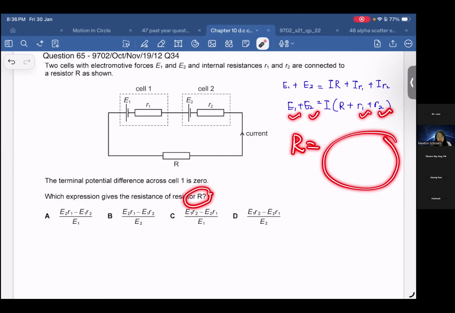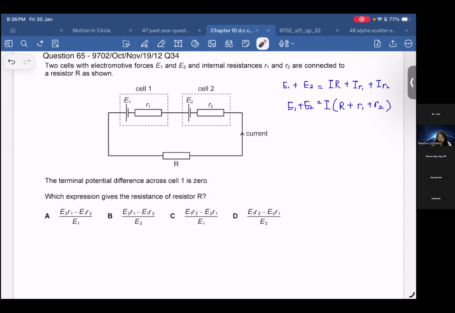But can you see what is missing here? Current is missing. From the options A, B, C, D, there is no current here. Am I right? So what should we do? You have to solve the current first, in terms of R, or small r, or whatever E. So at here, how to solve? This is the important sentence: the terminal potential difference across cell 1 is 0.